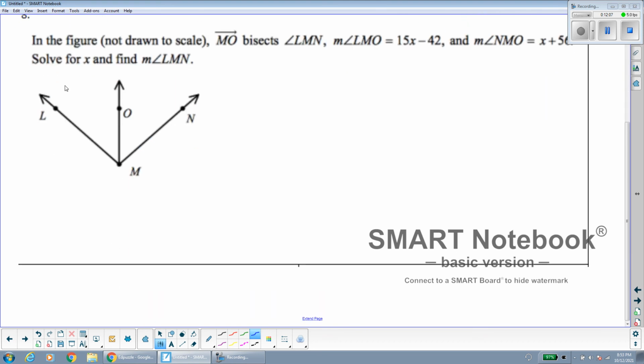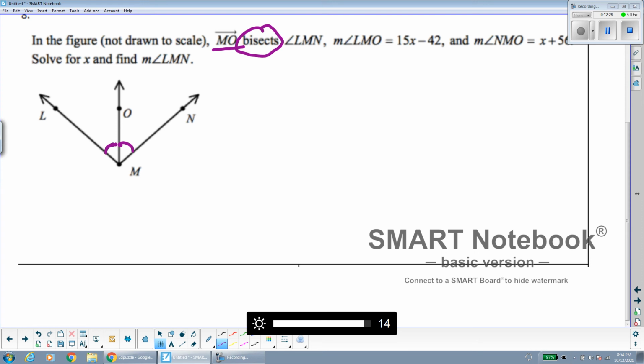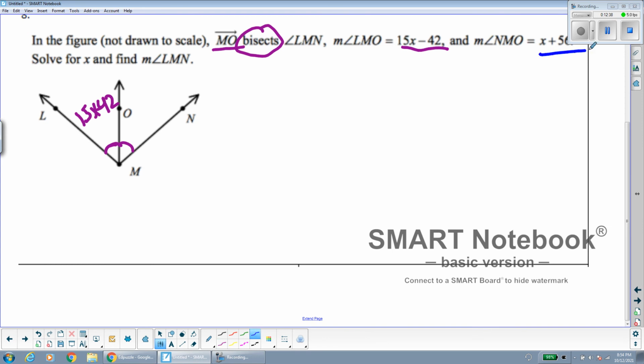Okay, number 8. So in number 8 here, we're told that ray MO is bisecting angle LMN. So as soon as I read the word bisecting, I'm going to think splits the angle into 2 equal parts. I'm going to just head over to my diagram and mark that the 2 parts of the angle are congruent to each other. We have the 15x minus 42 part, and we also have the x plus 56 part.